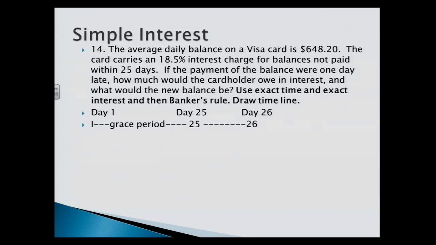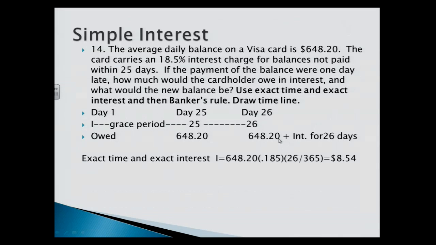Let's look at this. This is a credit card. And from day 1 to day 25, we owe $648. Credit cards give you a grace period. Sometimes 25, sometimes 15, sometimes 10 days. So from day 1 to 25, you owe $648.20. After that, you have to pay interest. So if we pay it 1 day late on day 26, we pay interest for all 26 days. So we owe the principal and the interest for the 26 days.